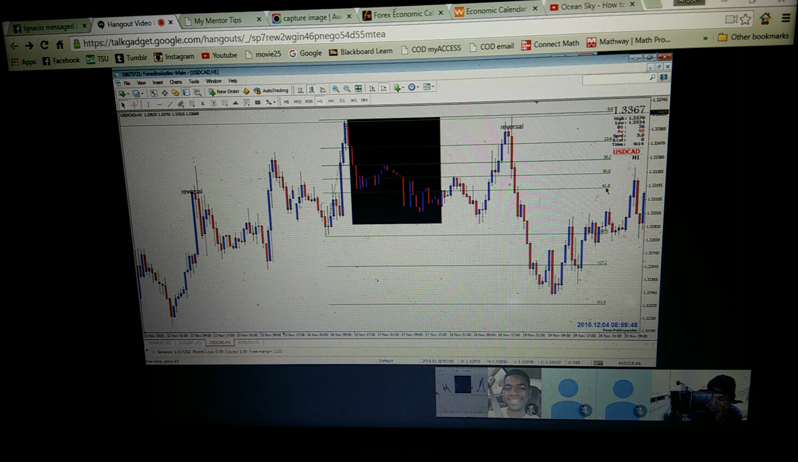So like I use the 2/3, half, and 1/3. Those are the ones you're really going to be focusing on. These are just like forms of resistance or support. That's basically what Fibonacci is. It's just support and resistance. That's basically all it is.